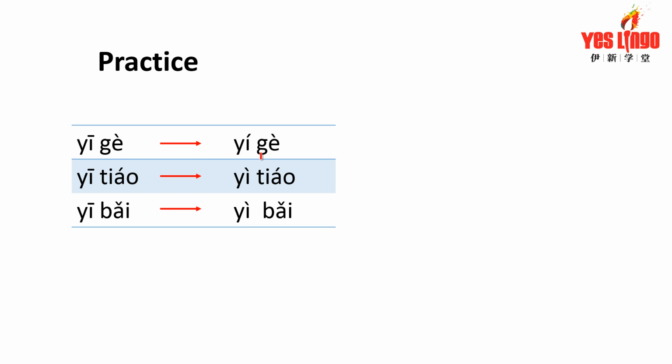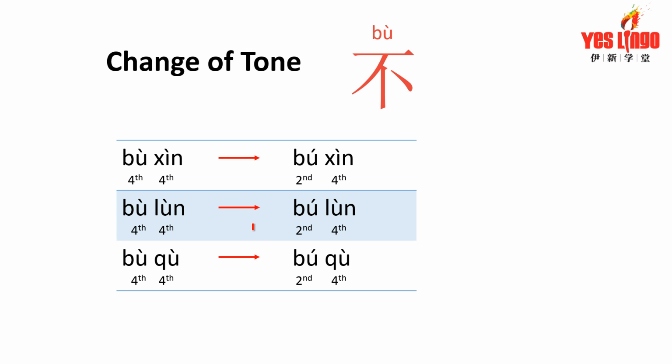Let's read the second column one more time together. 一个, 一条, 一百. Understand? So those are the rules that you need to keep in mind for change of tone with the word yi. Now we're going to learn the change of tone rule for 不, this word here, 不, and this means not. Like yi, its tone changes depending on the other tones that it's paired with.